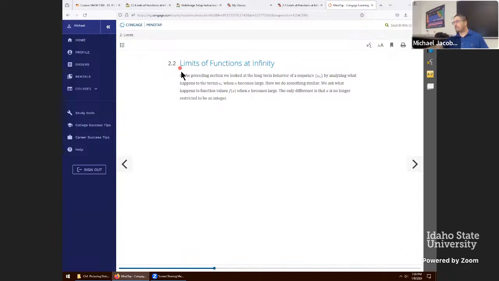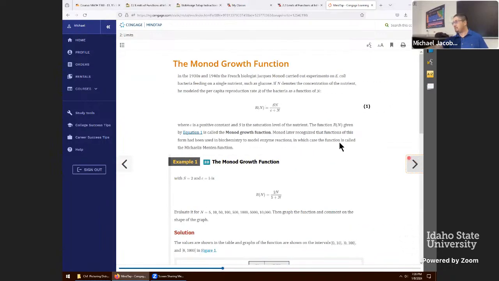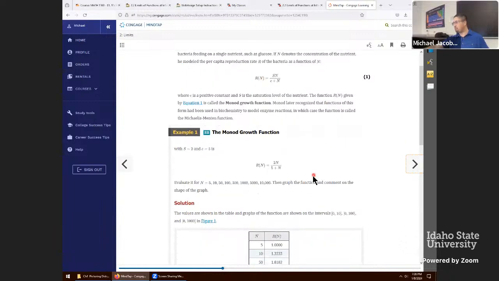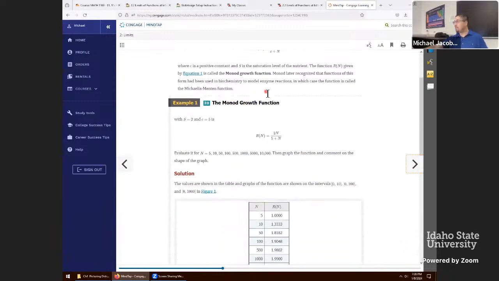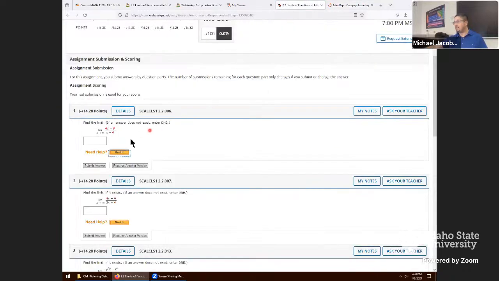So it's taking us to section 2.2, limits of a function at infinity. And this is your textbook right here at this stage. You click on the right arrow. If you had a real textbook, these would be the pages of that real textbook, so it's a nice duplicate. That's going to tell us what we're really doing on these problems to help us solve this one right here. So that's one way to get help. Another thing you can do is, oh, sorry, go ahead.